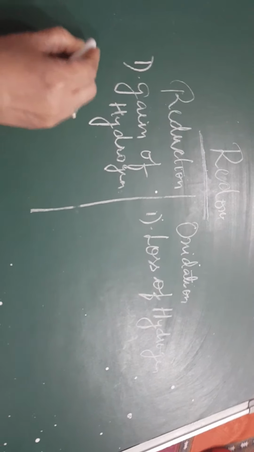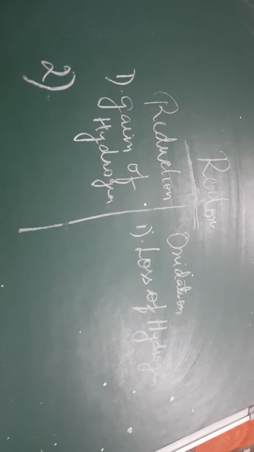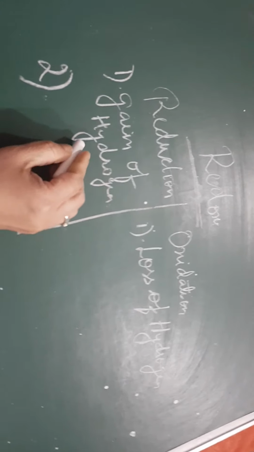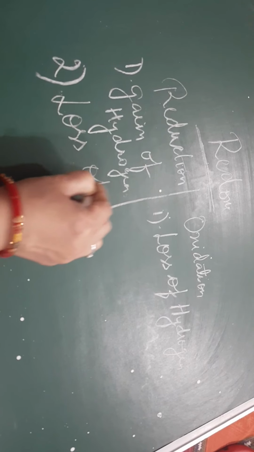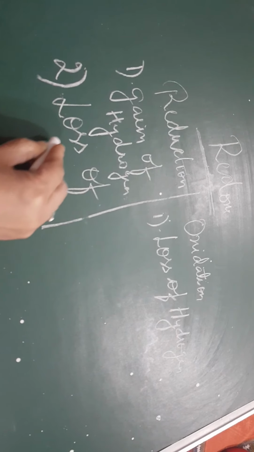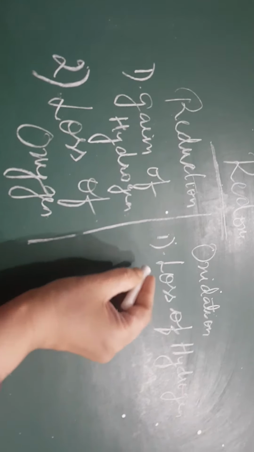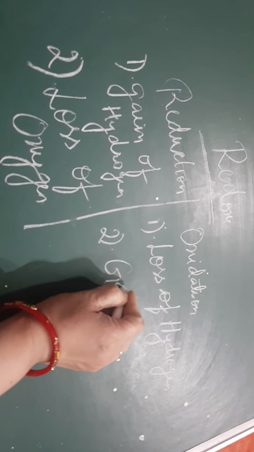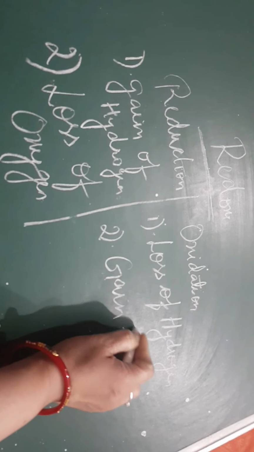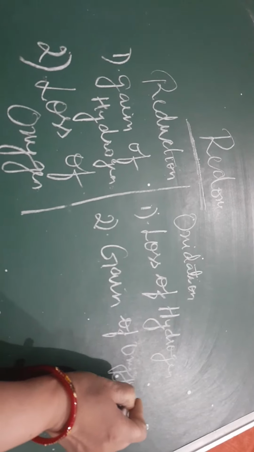Another criterion on the basis of which you can decide reduction and oxidation is oxygen. Reduction is loss of oxygen. What is oxidation? Oxidation is gain of oxygen. Is this clear to you?